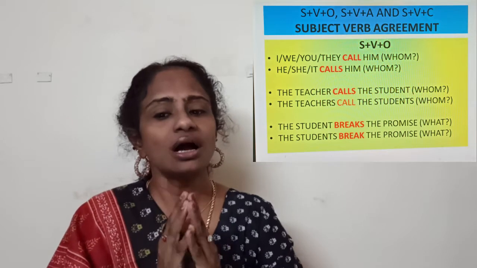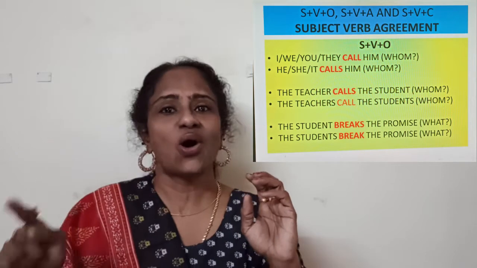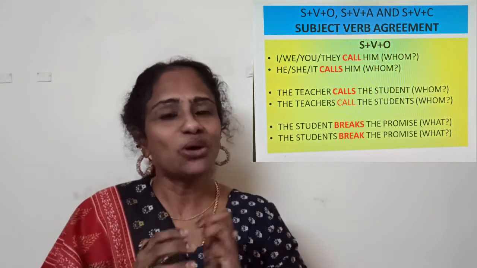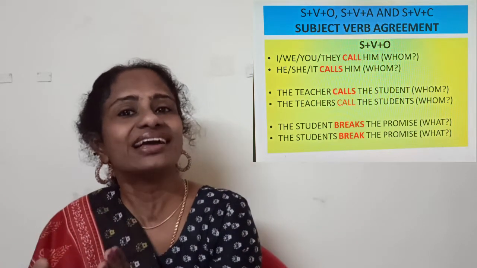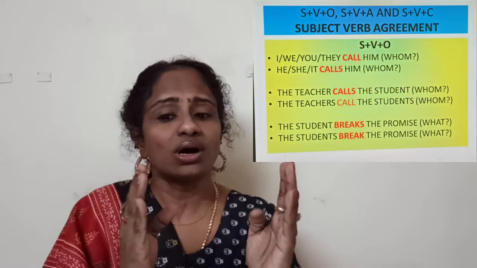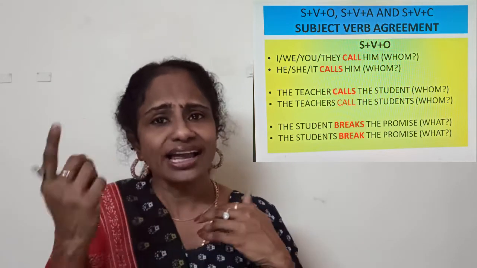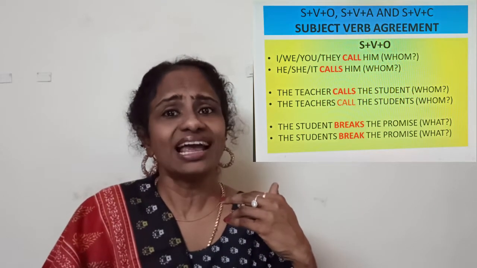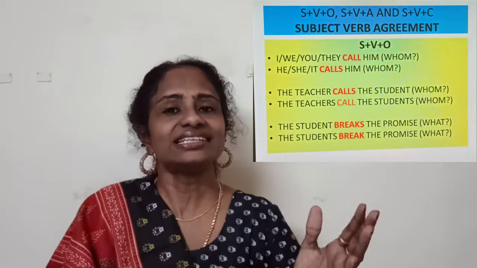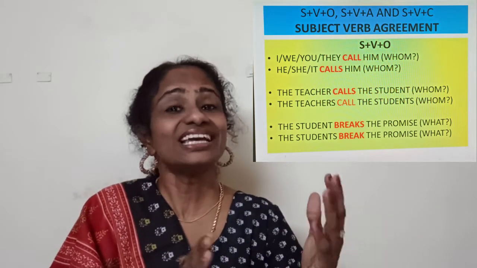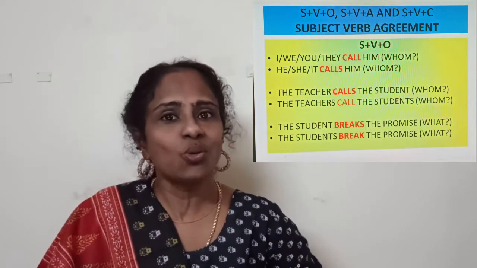Okay, so the teacher calls the students, but the teachers call the student. Okay, so I want you to see how the subject has to agree with its verb. Okay, so teacher is calls because she calls தானே. I call, we call, you call, they call, he calls, she calls, it calls. So he, she, it is singular. Okay, he, she, it singular. So here teacher calls becomes a singular verb and it takes S.